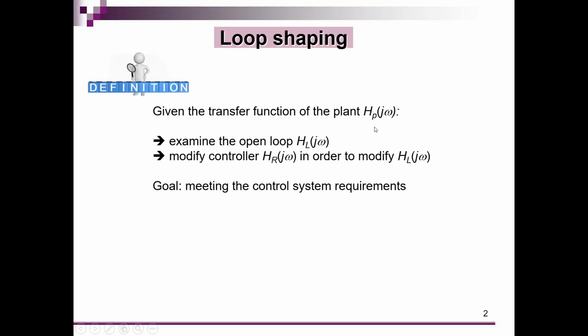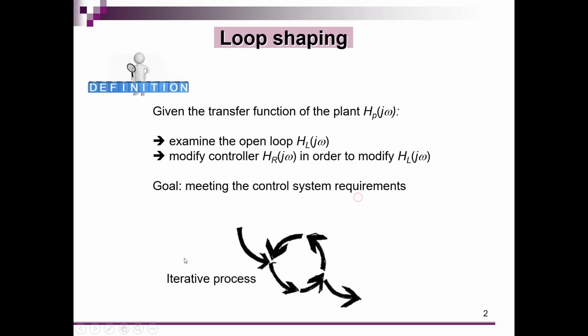Suppose we have a system or a plant or a process, HP, and we want to control that system, HP, by means of a controller, HR. What we are going to do is examine the open loop, HR times HP, and modify the controller in a way to modify that open loop. The goal is, of course, to meet the control system requirements, both on performance but also with respect to stability. That is an iterative process, and in the end, we have a tuned controller, and then we say the loop is shaped.